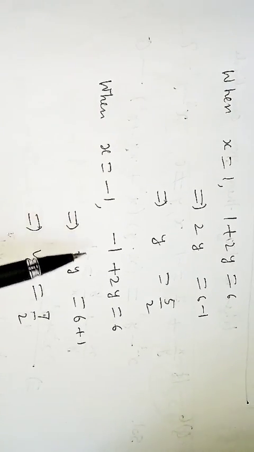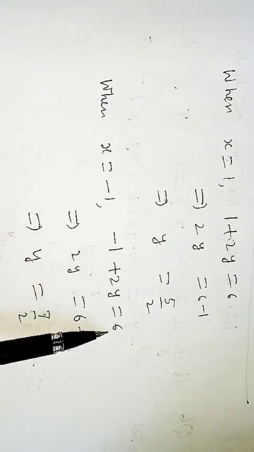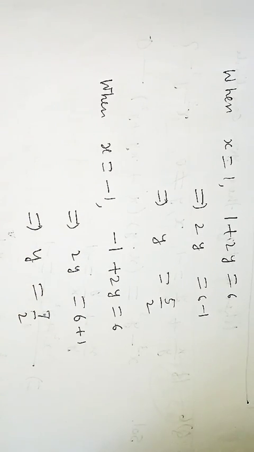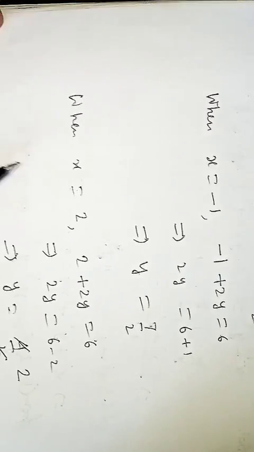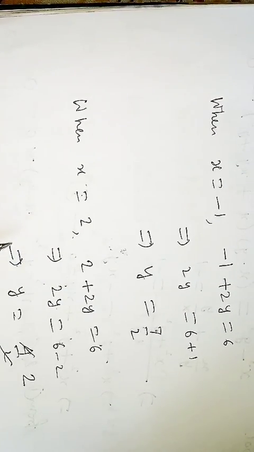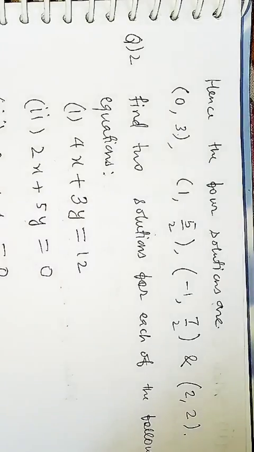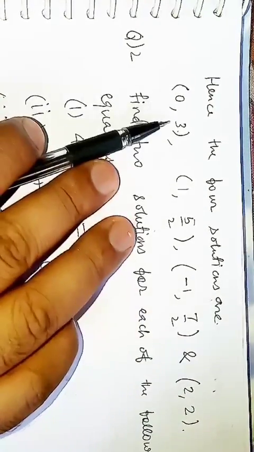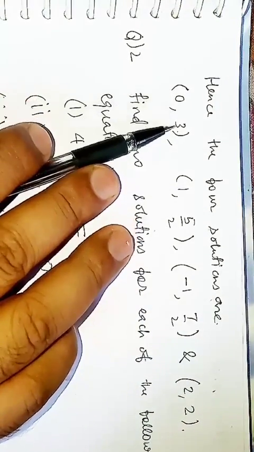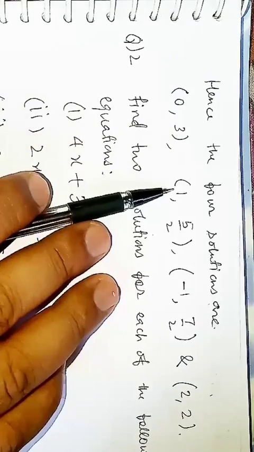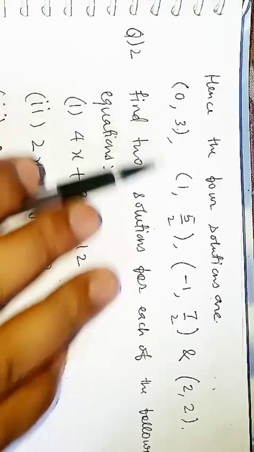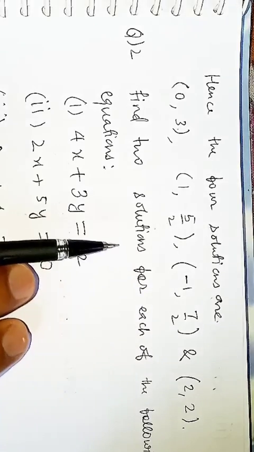When x is equal to minus 1, we put x as minus 1, so minus 1 plus 2y is equal to 6. After calculation, we have y is equal to 7 by 2. When x is equal to 2, after calculation, we put x as 2, then calculating, we have y is equal to 2. So we have 4 solutions. Those are written in the following form. Hence the 4 solutions are 0, 3. This is the x, this is the y. Here this is the x, this is the y.